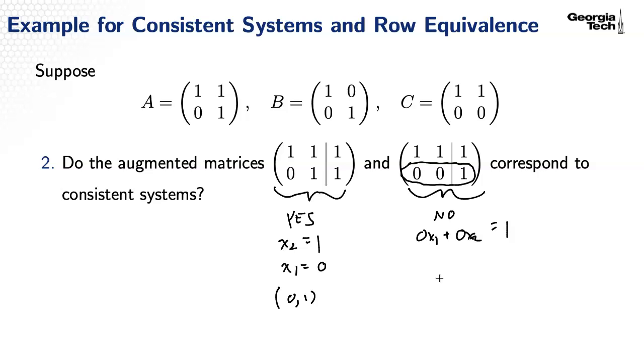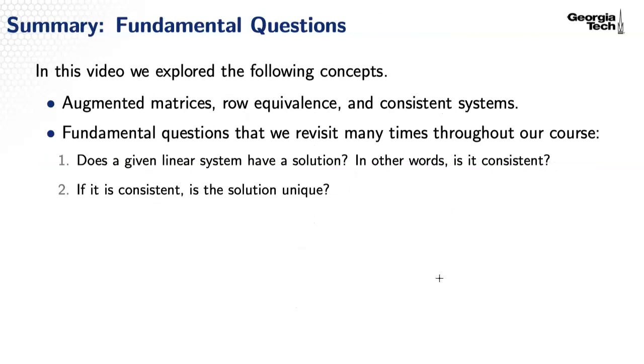Okay, so that's all I wanted to really say. I just wanted to introduce augmented matrices, row equivalents, and what a consistent linear system is. And this allows us to explore some fundamental questions that we revisit many times throughout our course. Does a given linear system have a solution? In other words, is it consistent? And if it is consistent, is the solution unique?